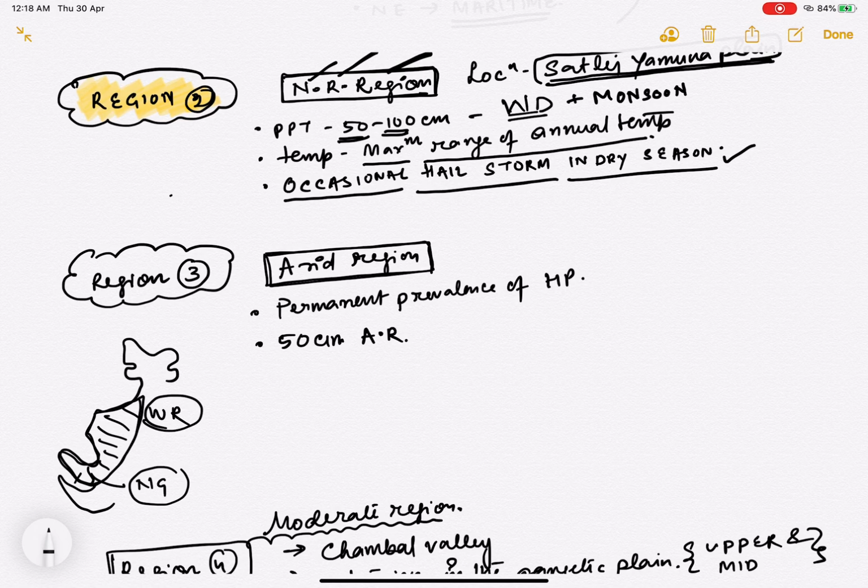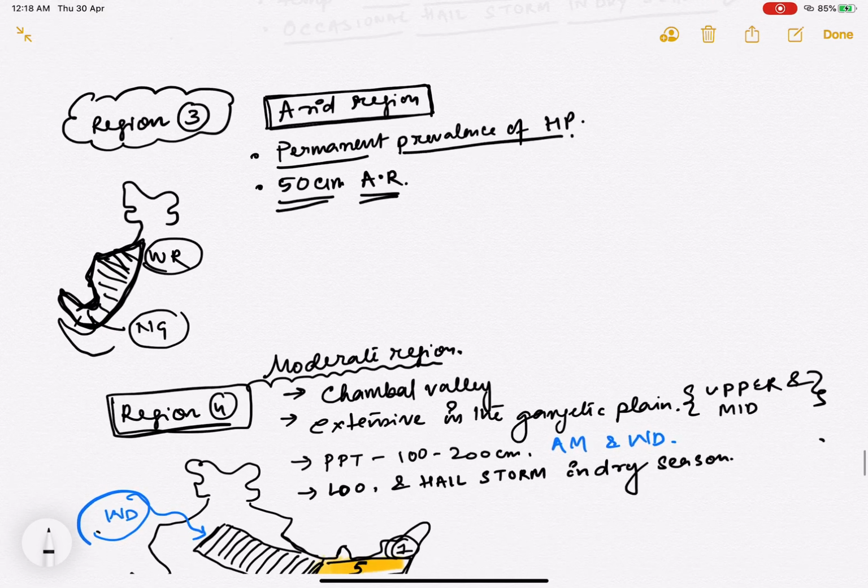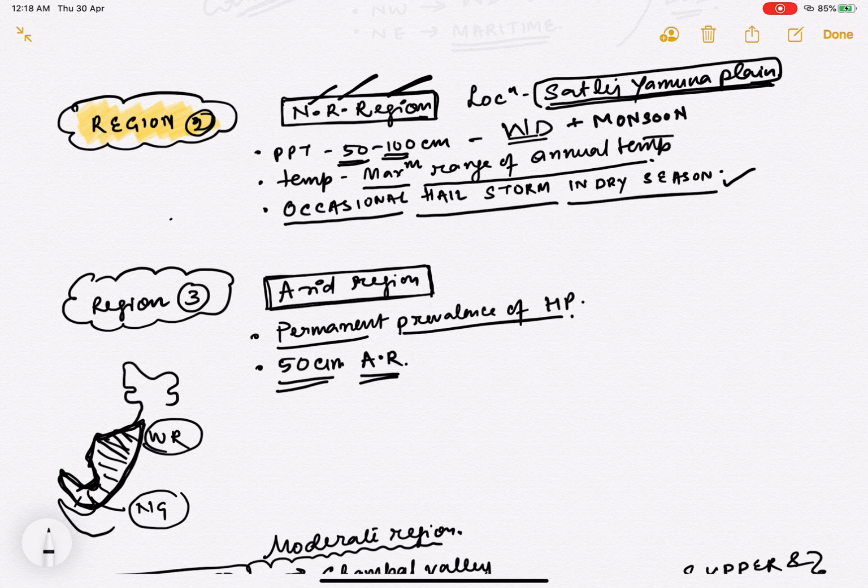Next, region 3 is your arid region. This is the arid region over here. It says that there is a permanent prevalence of high pressure. As you can see, the arid region is in the western part of the Indian subcontinent. However, this arid region also receives 50 centimeters of rainfall from the advancing monsoon. Sometimes there is also torrential rainfall within this region. We also find that dust storms prevail here. Last year itself, there was a dust storm in Delhi, which was sourced from this dry region towards Delhi.